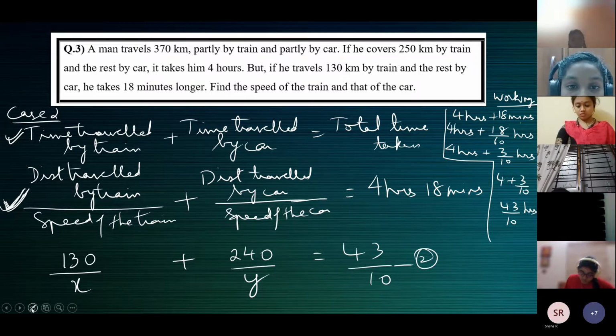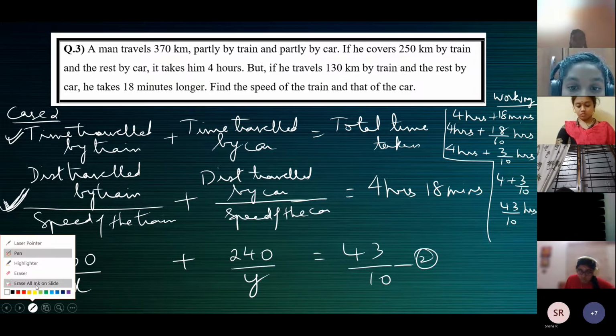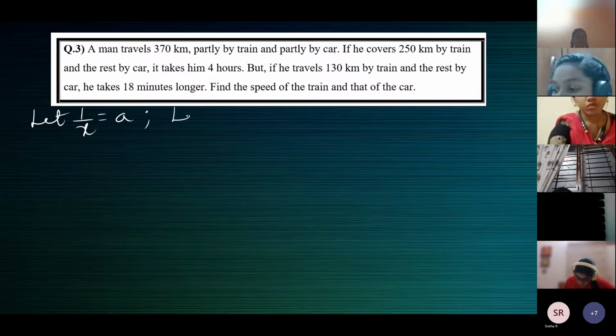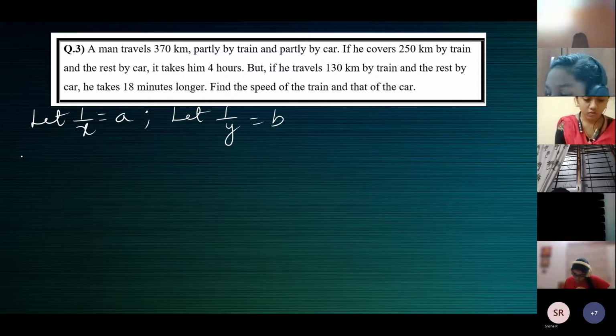Yeah, I'm clearing the slide. Now we have two equations, children. So now we say let 1 by x be equal to a and let 1 by y be equal to b. Now what is the first equation, children? Please read out from your book. What's the first equation?